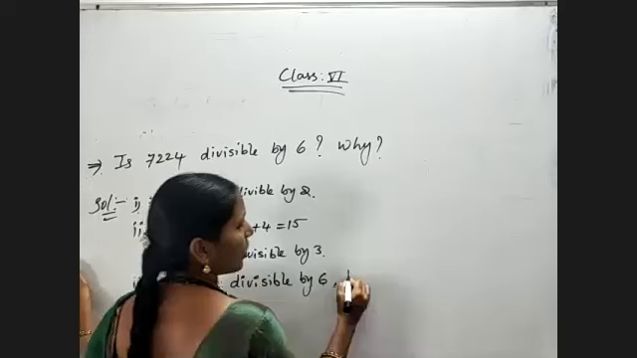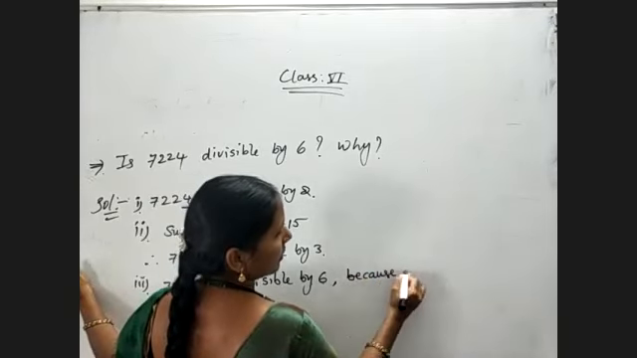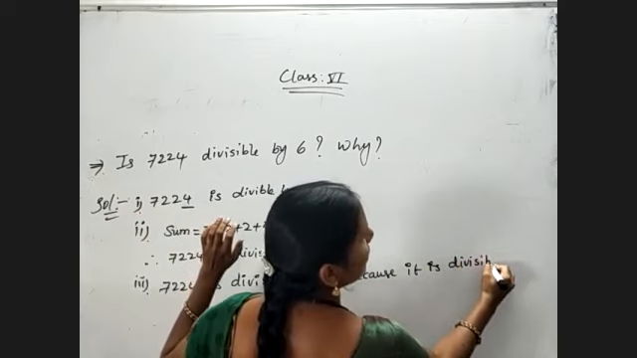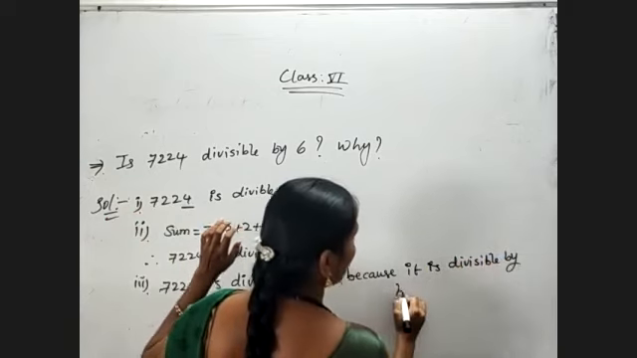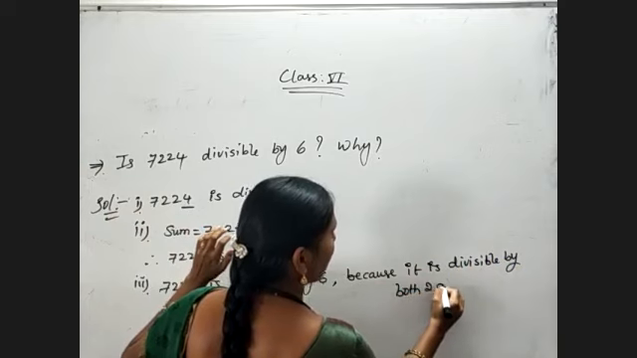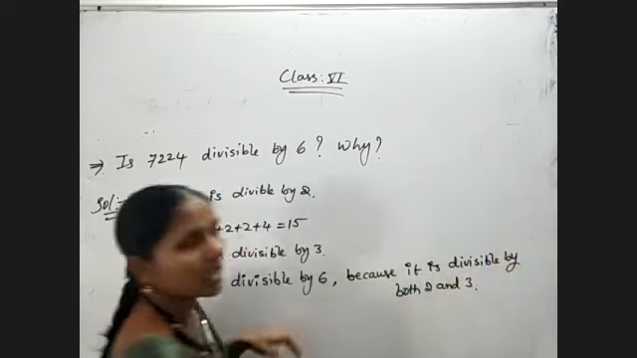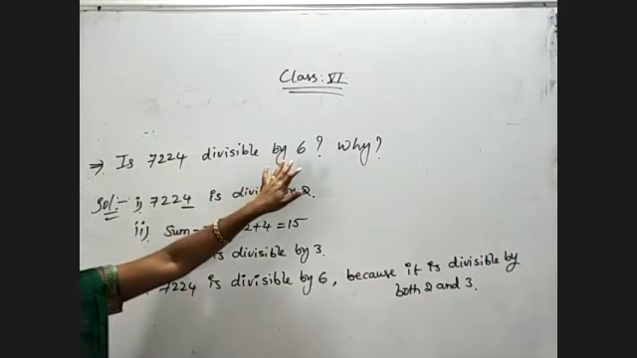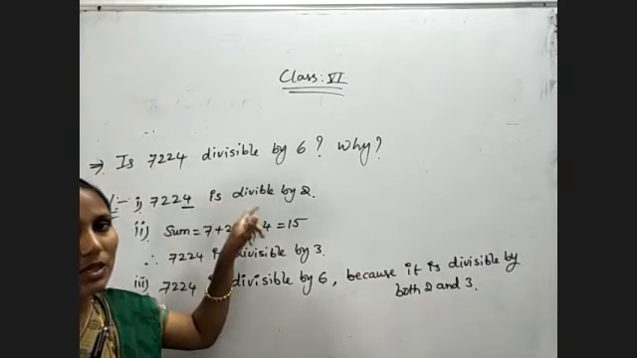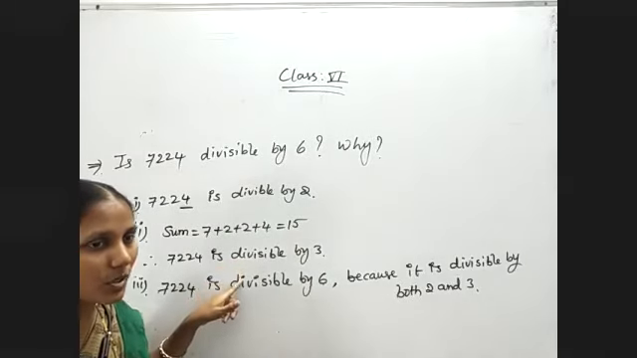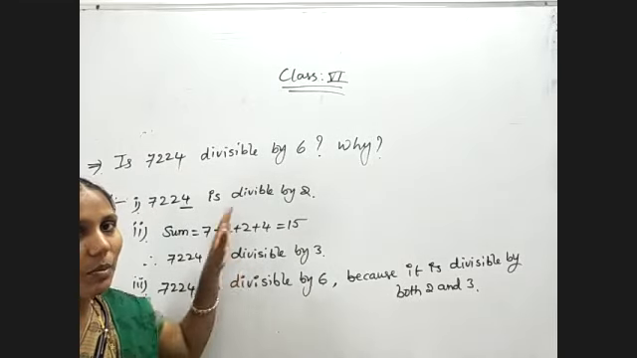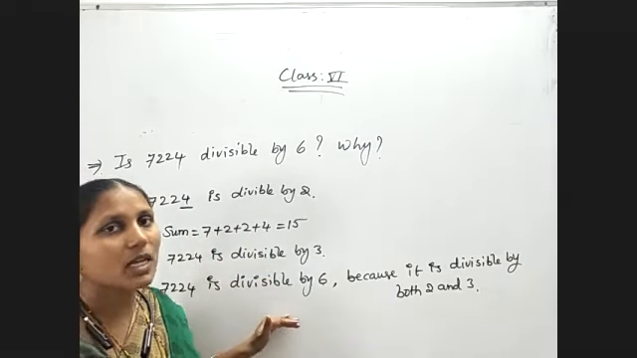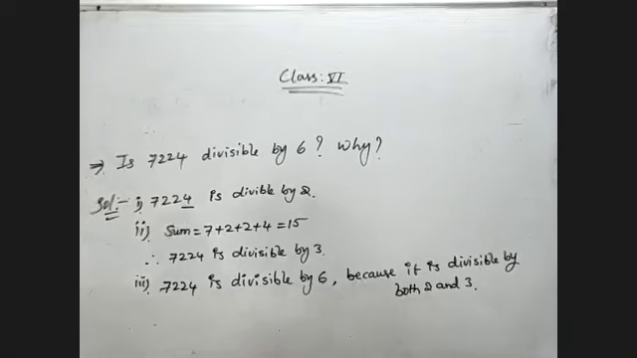Because it is divisible by both 2 and 3, that's why it is divisible by 6. Okay, I hope you understood well now. So whenever they are asking about 6, compulsorily we need to check the divisibility rule of 2 and the divisibility rule of 3. If it is divisible by both numbers, then only it is divisible by 6. Otherwise, it is not divisible by 6. Now coming to another question.